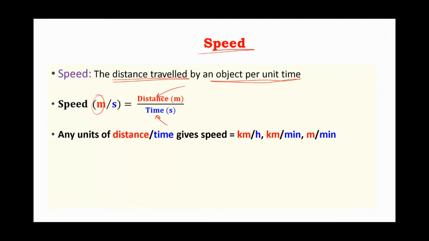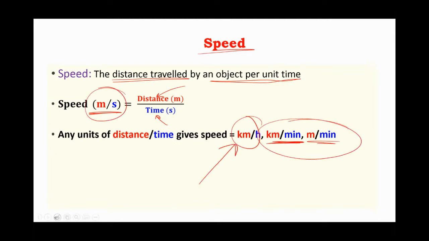Distance is in meters, time is in seconds, so the unit of speed is meter per second. This is the SI unit, the standard unit, but there are also other units. In your car, you measure the speed in kilometers per hour. In the United States and other countries, they use miles per hour. Some devices might use kilometer per minute or meter per minute. But the standard unit is meter per second, and you can also see kilometer per hour in vehicles or cars.